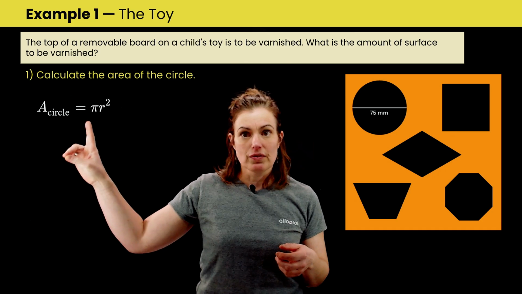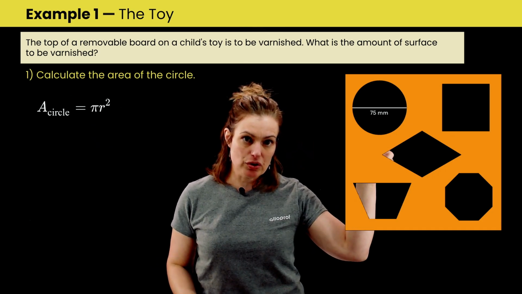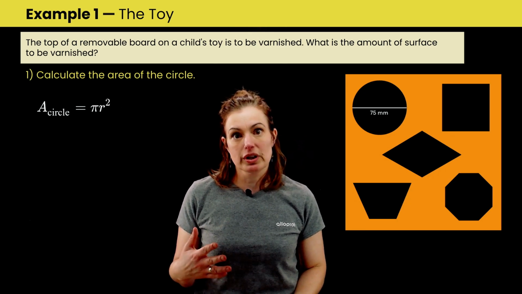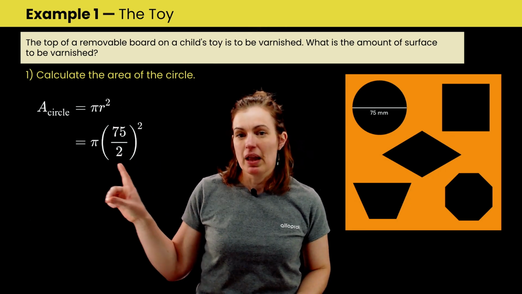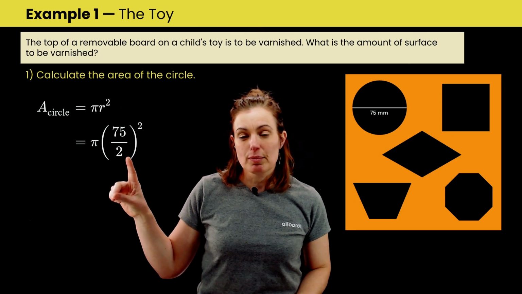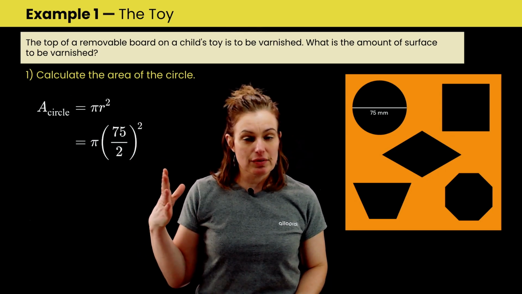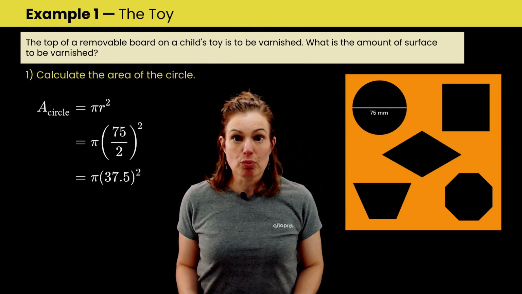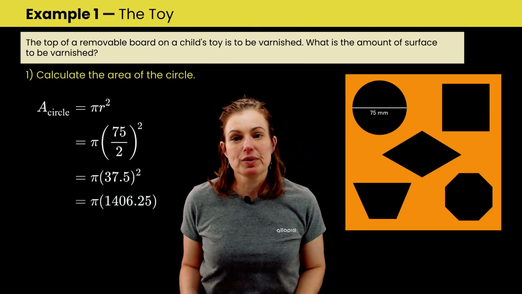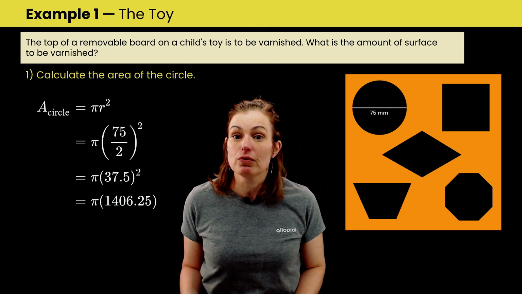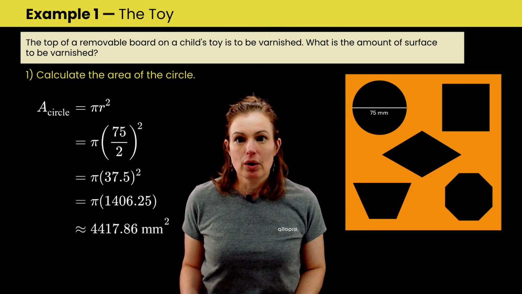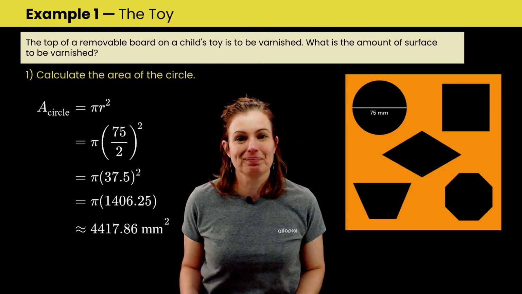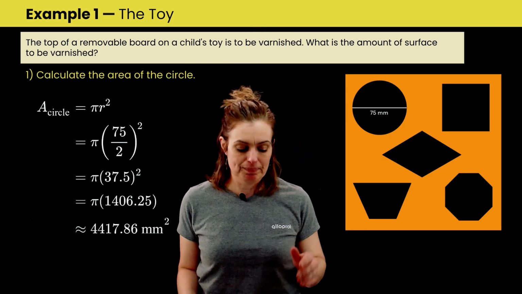The area of the circle is found using pi r squared. Our circle gives us the diameter, so we have to remember to divide our diameter by 2 in order to get our radius. You can see us doing that right here. So I've got pi times 75 divided by 2, squared. That works out to be pi times 37.5 squared, which means that pi is being multiplied by 1,406.25, which gives us approximately 4,417.86 millimeters squared, which is the area of our circle.